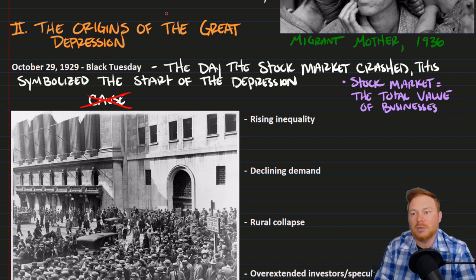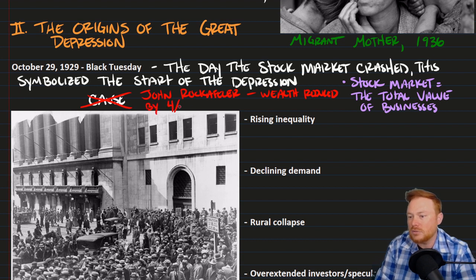So just to give you an example of some of these things, we talked earlier about Mr. John Rockefeller. His total value was cut to one fifth, or we might put it another way, his wealth was reduced by four fifths. So John Rockefeller lost about 80% of all of his wealth during the Great Depression.